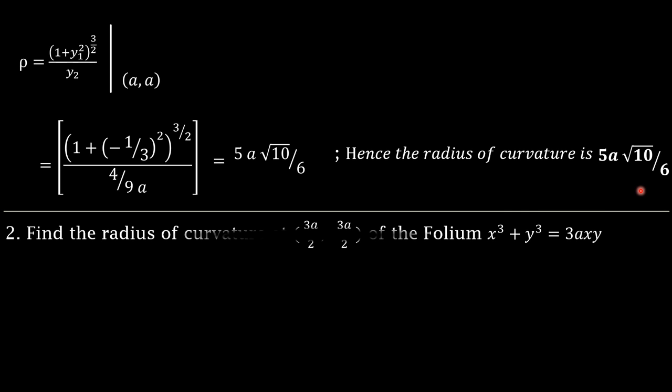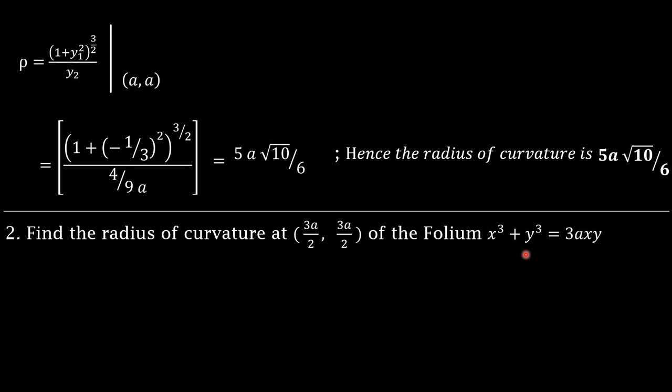Moving on to the second problem, that is to find the radius of curvature at the point 3a by 2 and 3a by 2 of the folium. This curve is called a folium, that is x cube plus y cube is equal to 3axy. Just observe the curve, students.